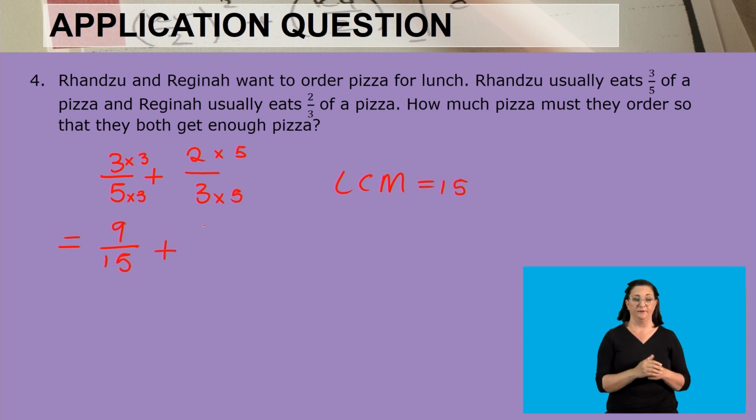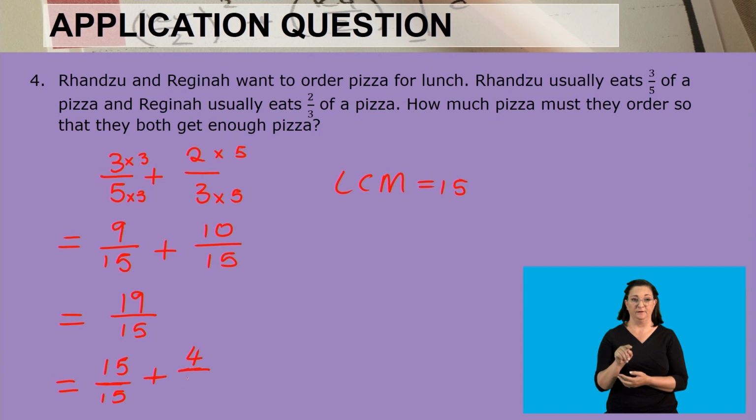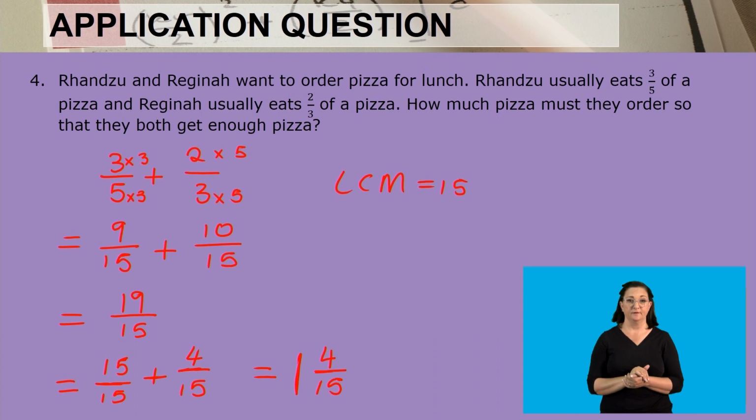That will give us 9/15 plus 10/15, which gives us a total of 19/15. But as we can see, it is an improper fraction, meaning the numerator is bigger than the denominator. So what must happen here? We must say now we're going to split it into 15 divided by 15 plus 4 divided by 15, which is going to give us, from 15 divided by 15, we know that is 1. So we have 1 whole and we have 4/15.